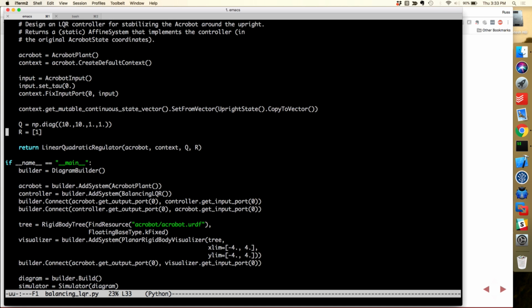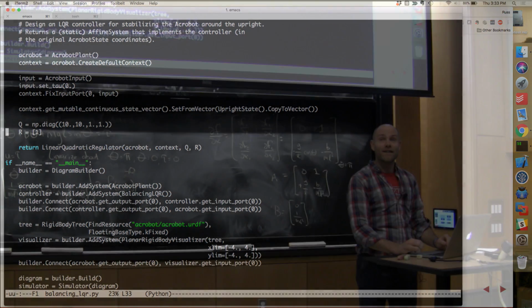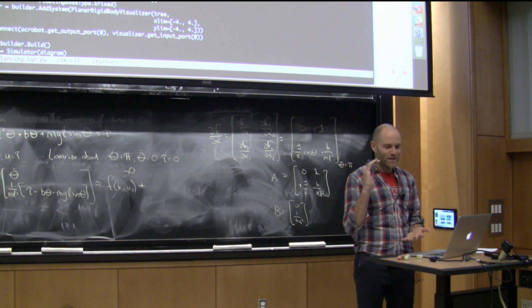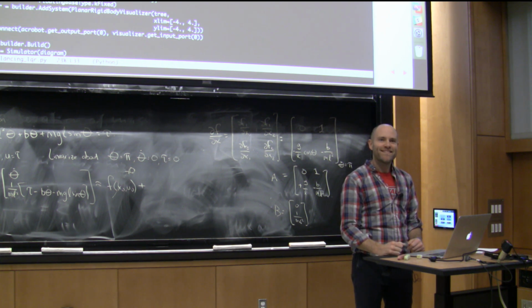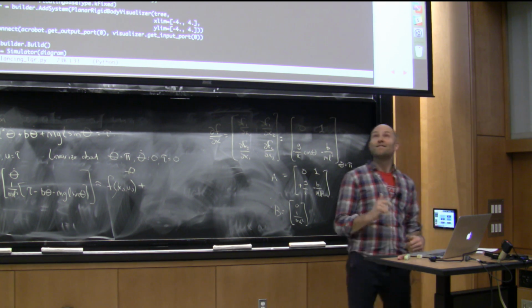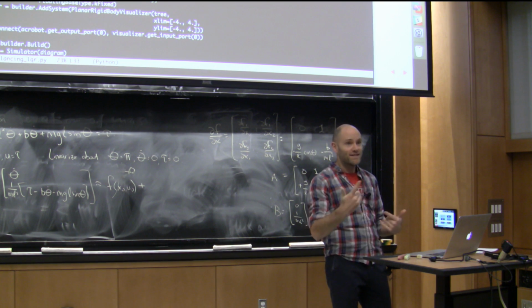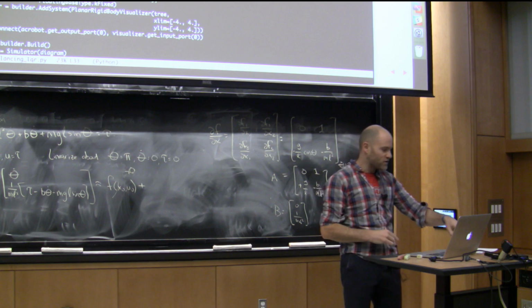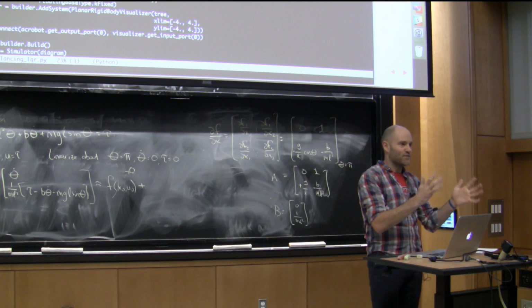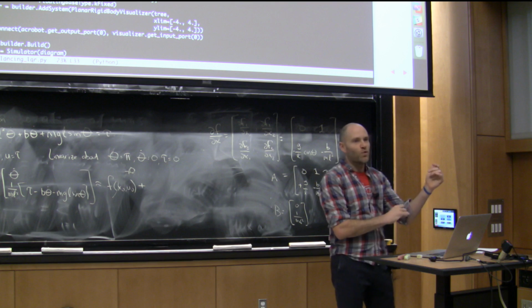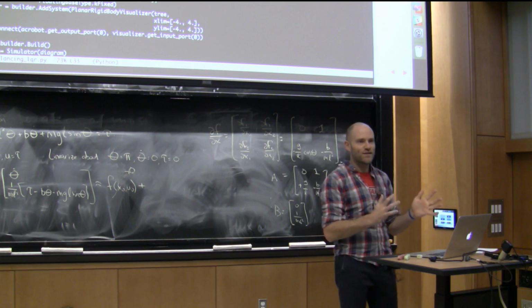Q is 10, 10, 1, 1. It's almost always 10, 10, 1, 1. And there's a reason for that. It's because my robots are almost always about a meter tall. So it's related to the square root of g over L time constant. So there's a difference in units there, right, between radians and radians per second, which you want to take out, again, with your cost.